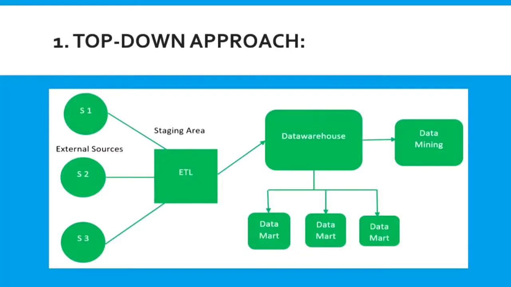In the top-down approach, the data warehouse architecture can be broken down into 5 different components. These components are the external sources, the staging area, the data warehouse, data mart and data mining. Starting from the first component, the external sources is the source from where the data is collected irrespective of its data type. The data can be structured, semi-structured or it can be unstructured as well.